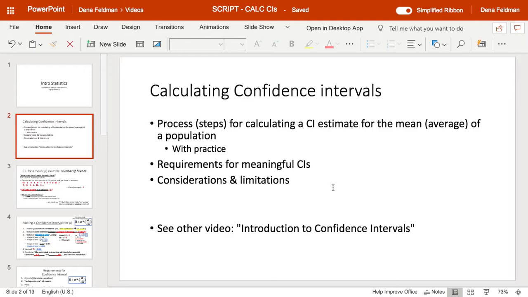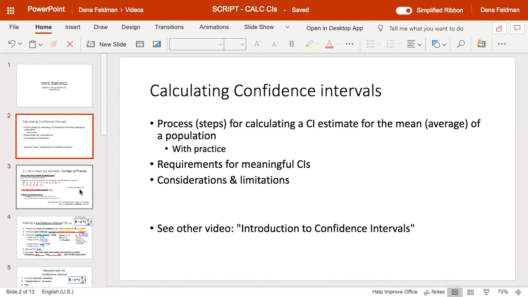And we'll also review how to handle the problems of having small sample sizes and unknown population standard deviations, how that affects confidence intervals. So if you have any questions about the purpose of confidence intervals, or you're interested in a brief review, I encourage you to watch my other video called An Introduction to Confidence Intervals.